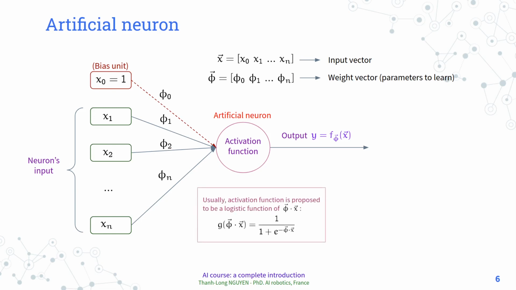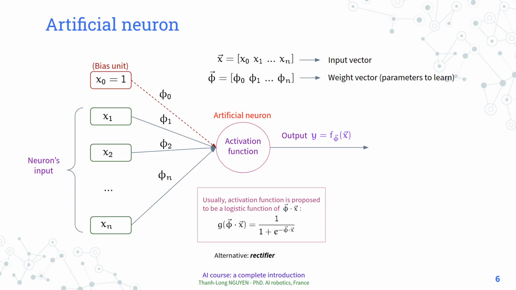Usually, the activation function is a logistic function of phi.x. So we get g of phi.x equals 1 over 1 plus e to the minus phi.x, where e is Euler's constant. As you have already seen this function in the lessons about logistic regression. Indeed, the logistic function is often proposed because of its beautiful properties, but there are also alternative choices such as the rectifier function that I really encourage you to spend time reading about. In this case, we will use a logistic function as it is very common.